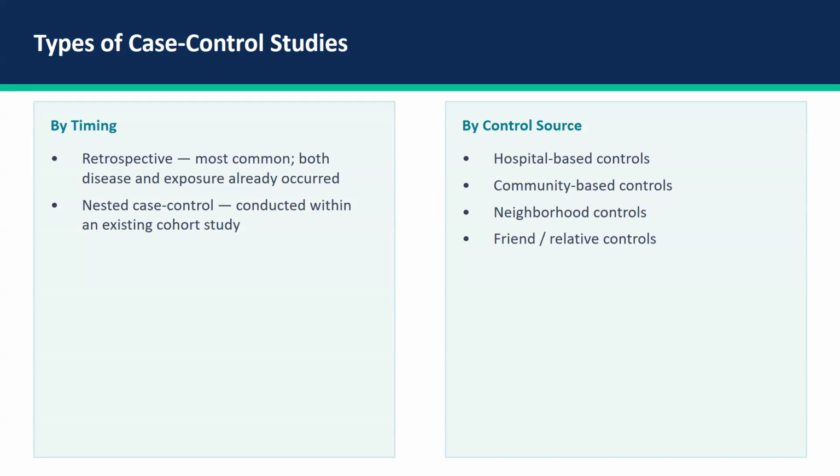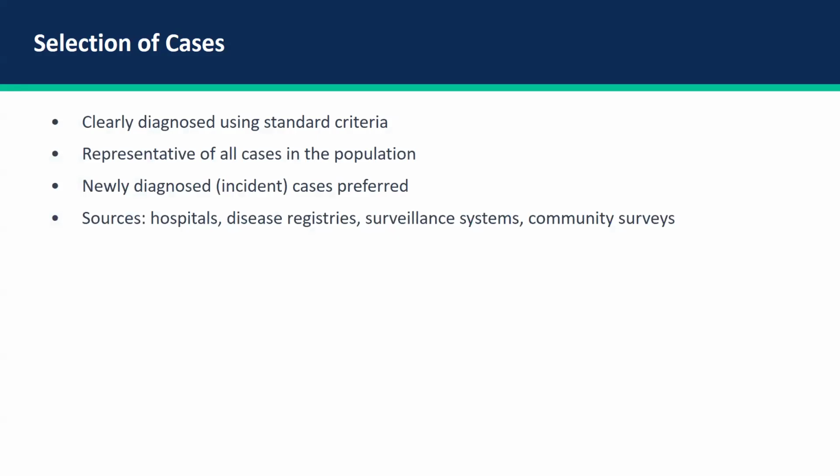By the source of control, we can label case control studies as hospital-based, community-based, neighborhood-based, and friend or relative-based controls. So the first step in this study design is the selection of cases, where they are clearly diagnosed using the standard criteria of diagnosis. This group is representative of all the cases in the population, and these are the newly diagnosed, meaning incident cases, which are preferred instead of prevalent cases. And the sources of cases can be hospitals, disease registries, surveillance systems, and community surveys.